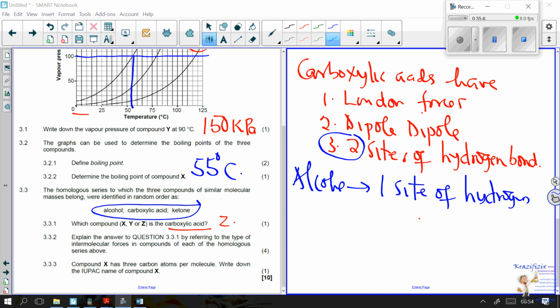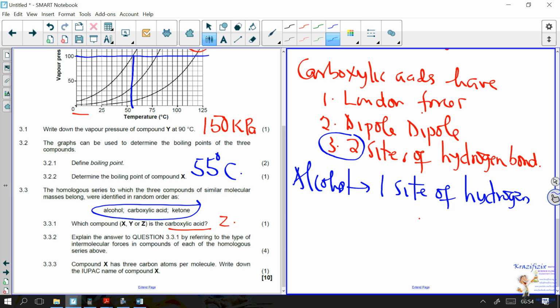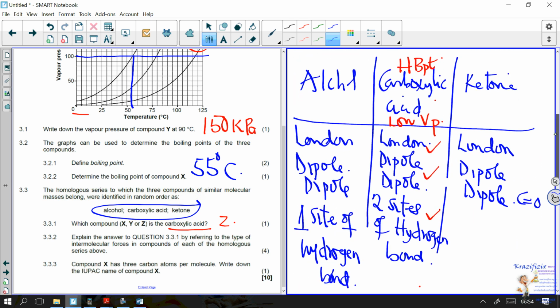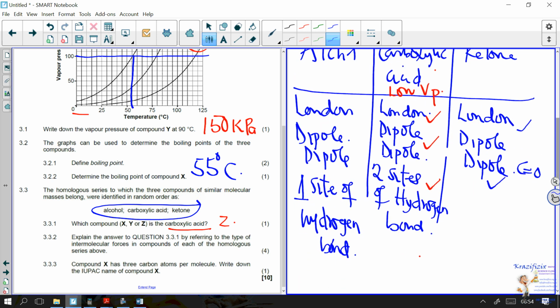All right. Alcohols have 1 side of hydrogen bond. What about ketones? Already, guys, we answered this question. You just need to rewrite this. Ketones have London and what? Dipole, dipole.